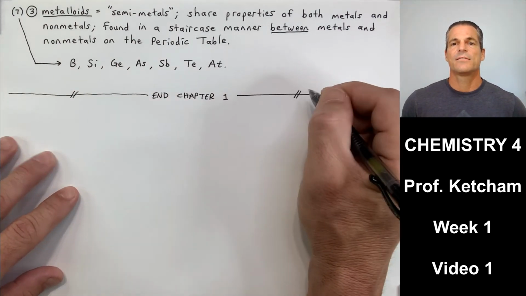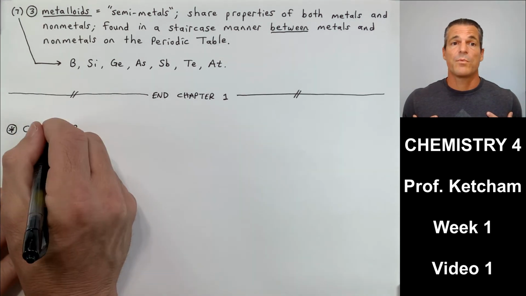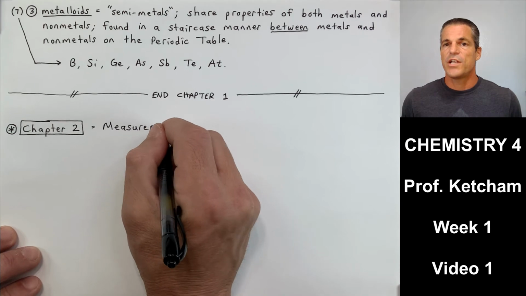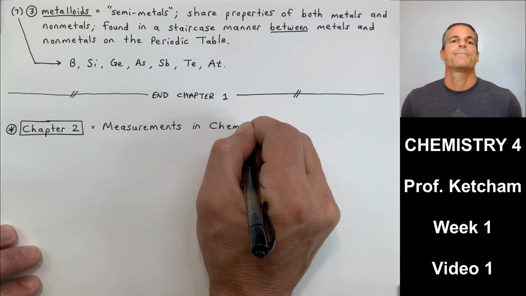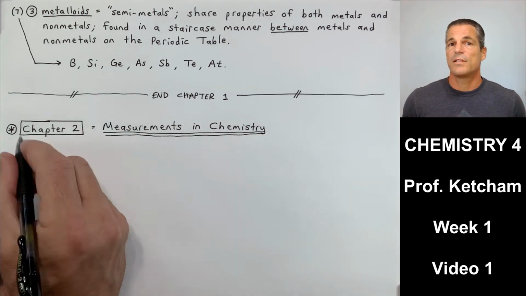All right, so that ends my chapter 1. My chapter 1 might be different than your textbook's chapter 1. That's fine. The assigned homework problems will be associated with my chapter 1, okay? So now we're on to my chapter 2. This is called Measurements in Chemistry.